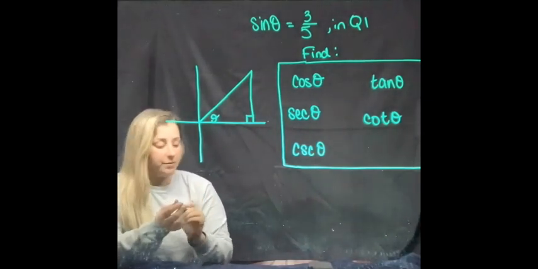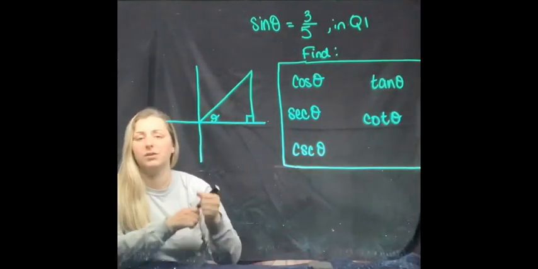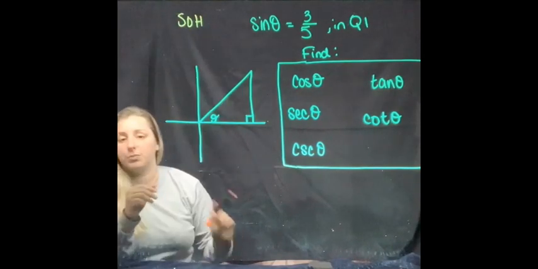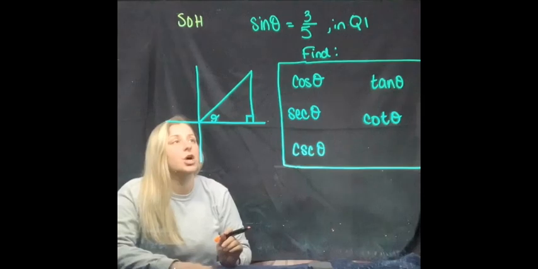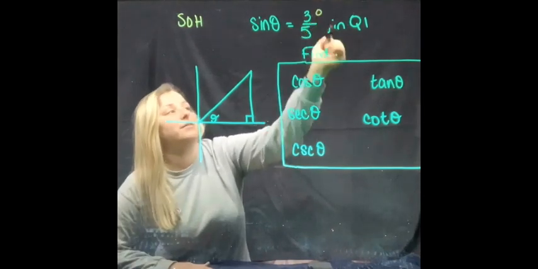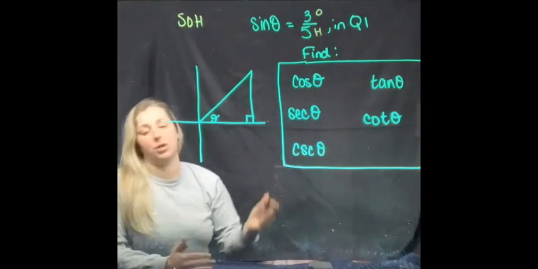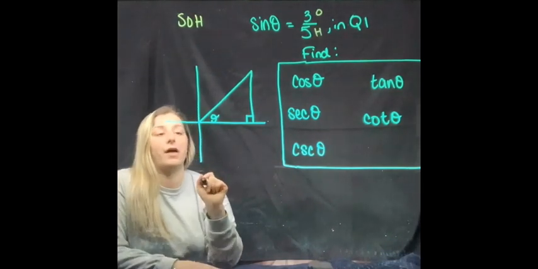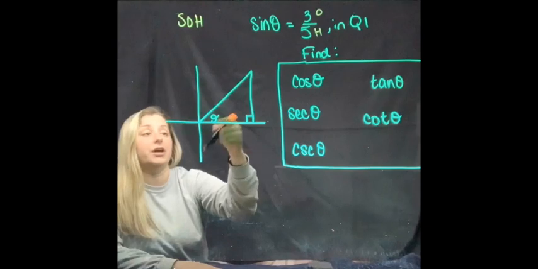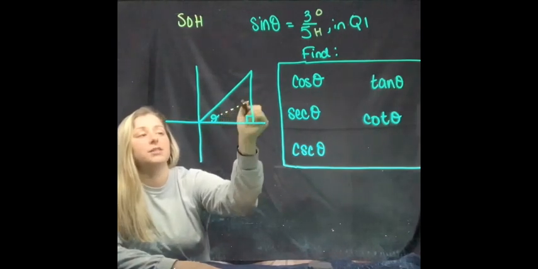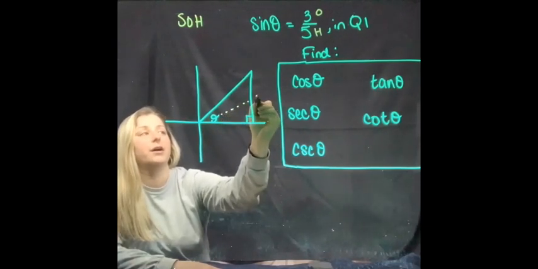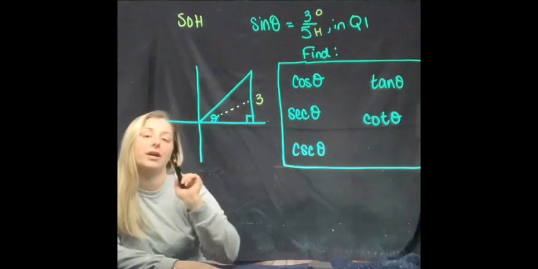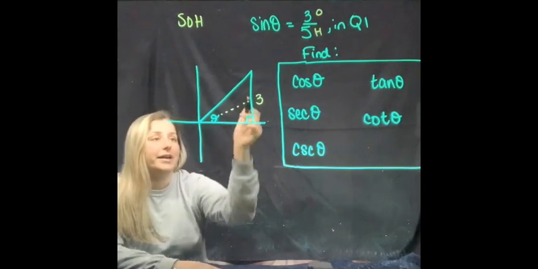If we look at the information we're given, we are given sine. Well, sine, if you think of SOHCAHTOA, is SOH, so it's opposite over hypotenuse. That means this is the opposite value, and this is the hypotenuse value. So let's label the triangle as such. Opposite the angle theta, if you can draw the dotted line across, is 3. The hypotenuse is always the longest side, also opposite the right or 90-degree angle, and that is 5.